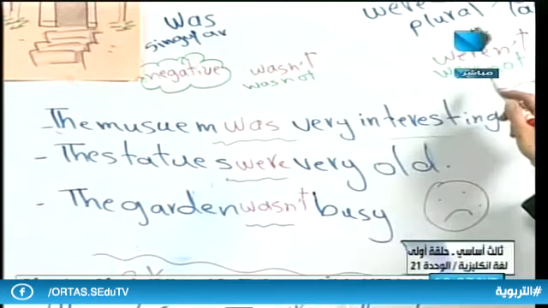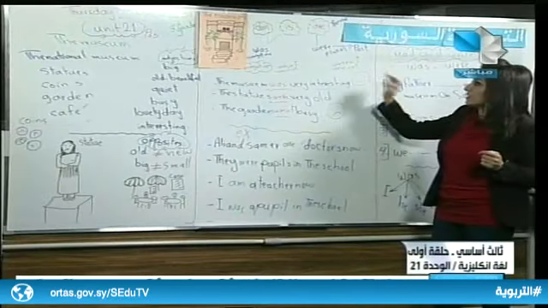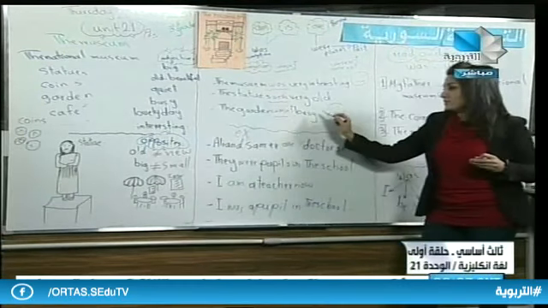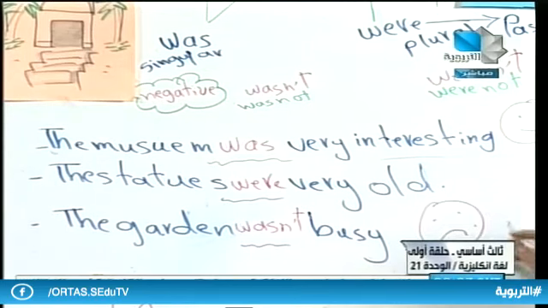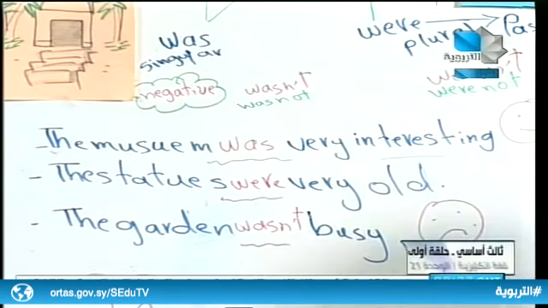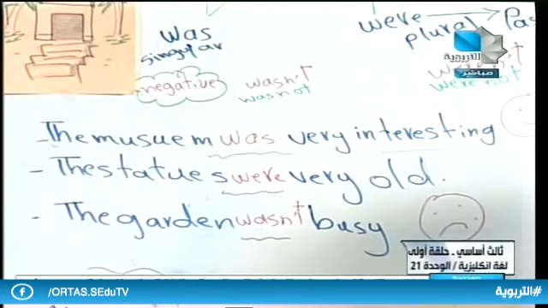Weren't. It means were not. The garden wasn't busy. And I draw this frown because he is sad. Wasn't busy. Examples. Look at me.